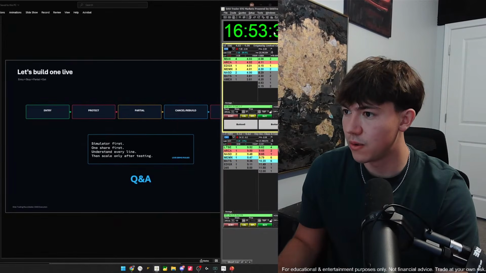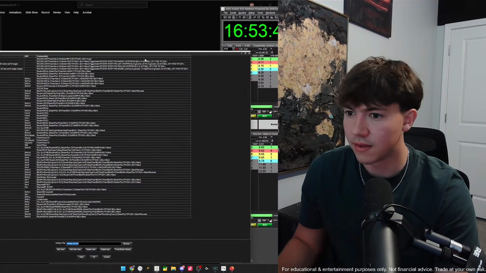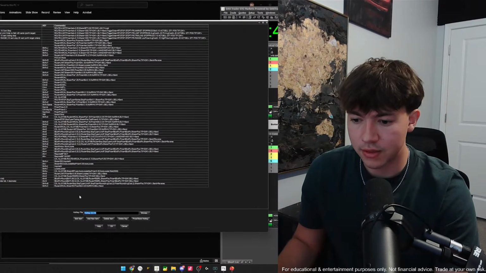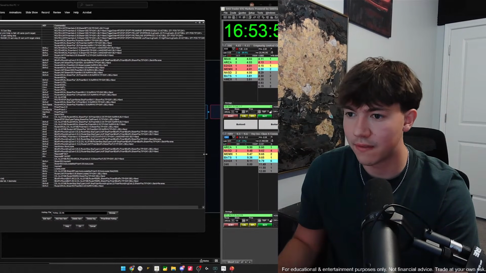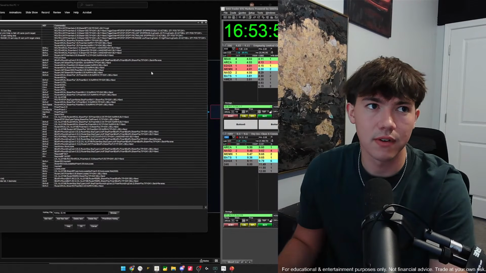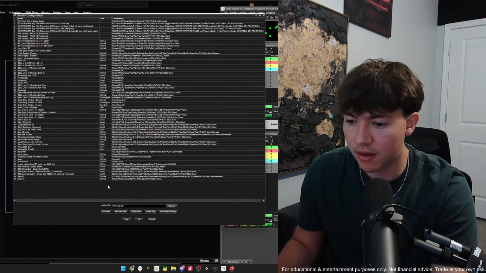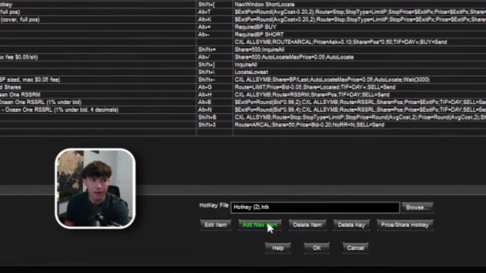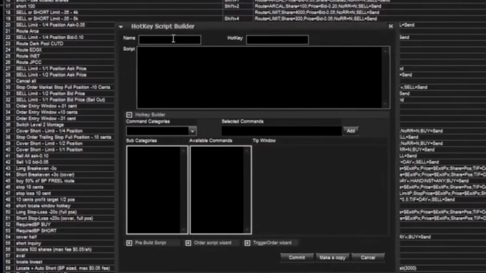All right, so let's go here to my hotkeys configuration tab. Then let's scroll down to the bottom and add a hotkey. DAS does this really nicely. It looks very confusing at first, but once you get used to it, it becomes very simple, very easy. So let's make a hotkey here. We're going to add a new item on the bottom here, and it's going to create this hotkey script builder.